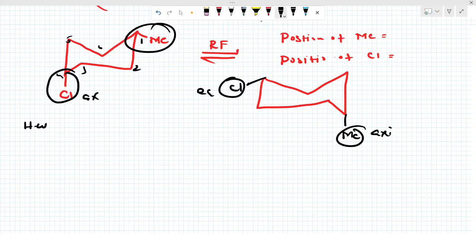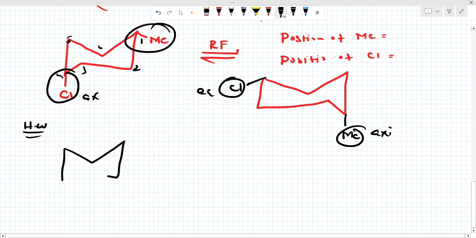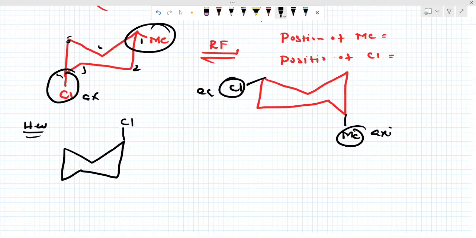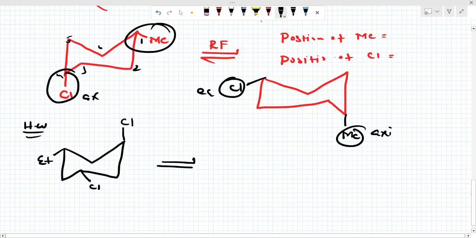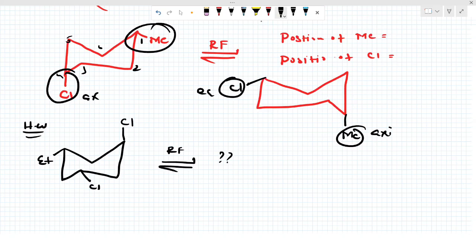You can try this question and tell me the answer in the comment section. Do the ring flipping and tell me the position. Here Cl, here also one Cl, here also ethane. Do ring flipping and draw the structure. You try this one. This is a common structure.